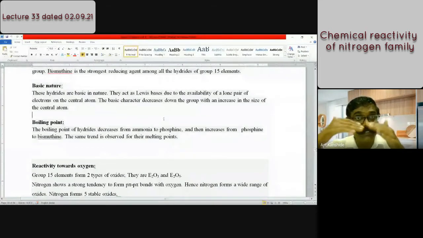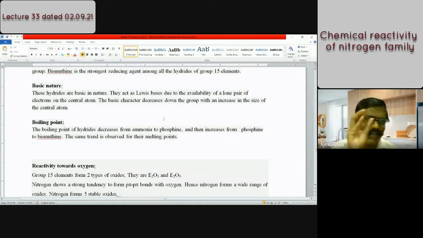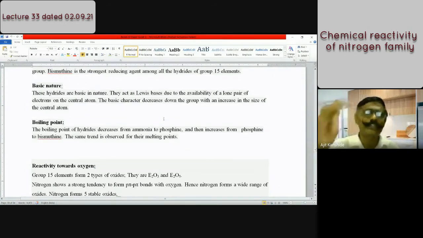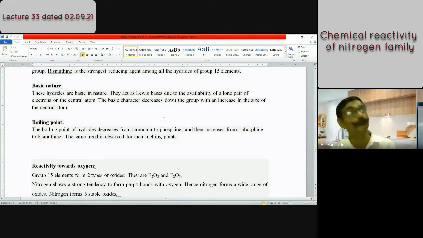Here, the bond strength between the central atom and the hydrogen. In the case of ammonia and phosphine, the central atom is relatively smaller. So the crowding we expect is more in ammonia relative to phosphine. Because of that, the physical constant for ammonia is larger, and for phosphine it is smaller. But the same logic is not applicable for the others.